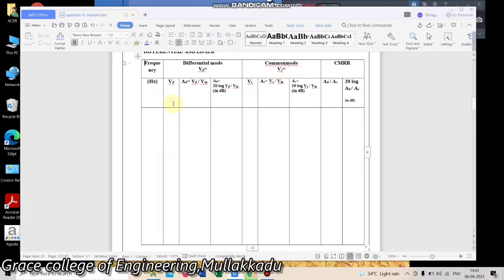By varying the frequency and taking the value of VD, we can calculate the gain and gain in dB. Similarly, for the same frequency, we have to obtain the value for VC, and we can calculate the common mode gain in terms of dB. Then we have to calculate the common mode rejection ratio, which is equal to AD by AC, which is equal to 20 log of AD by AC. You have to plot the graph for the values of AD and AC.